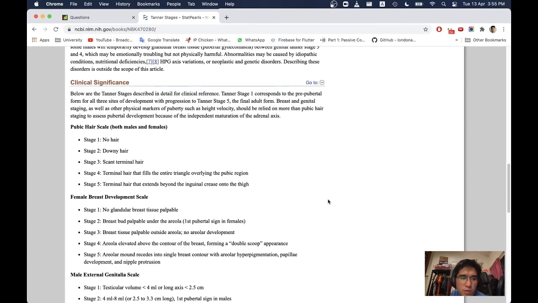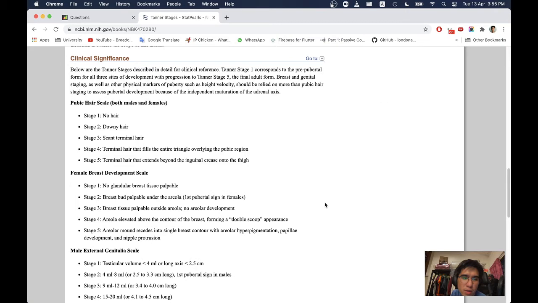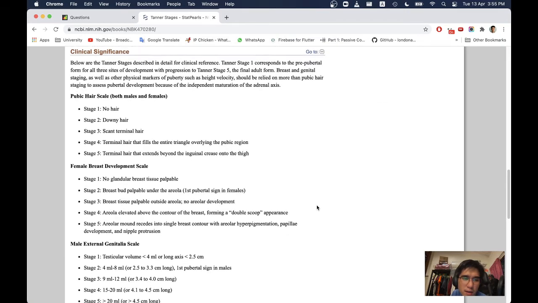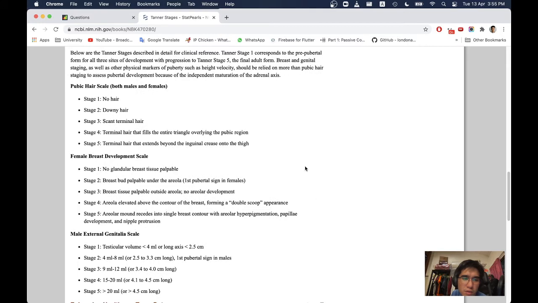Pubic hair scale, both males and females. Stage 1, no hair. Stage 2, downy hair. Stage 3, scant terminal hair. Stage 4, terminal hair that fills the entire triangle overlying the pubic region. Stage 5, terminal hair that extends beyond the inguinal crease onto the thigh.